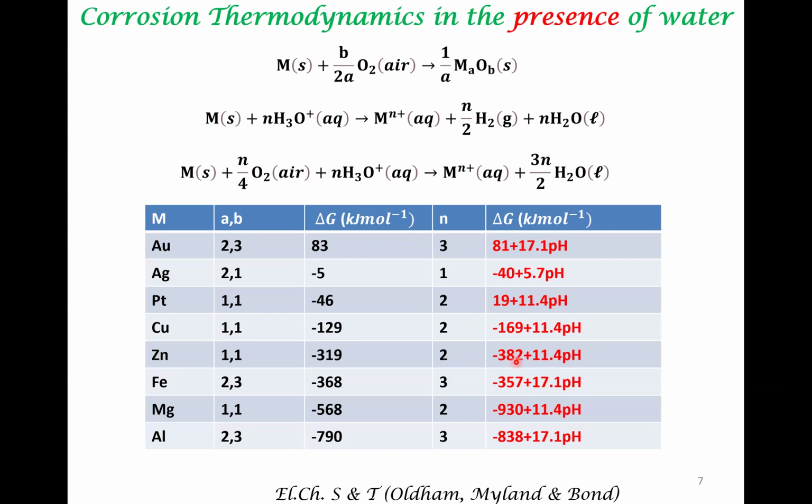Not only that, the pH has a significant effect on the thermodynamics. So typically, corrosion is much more prevalent in acidic condition. So in acidic condition, the value of pH is less. Therefore, delta G is more negative. So compared to corrosion in basic condition, the corrosion in acidic condition is much more severe.